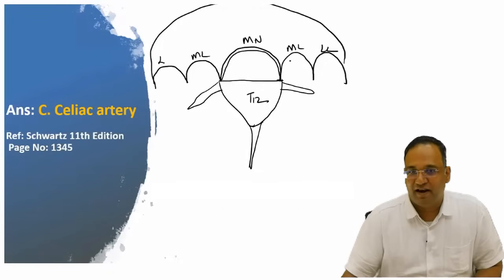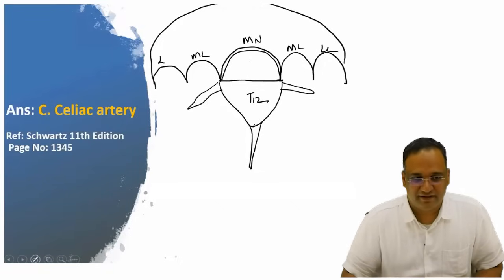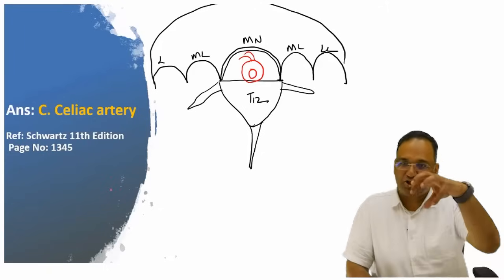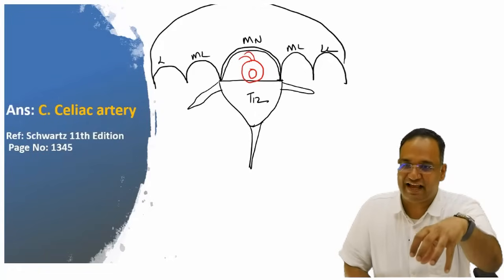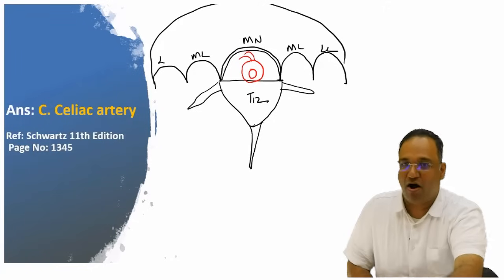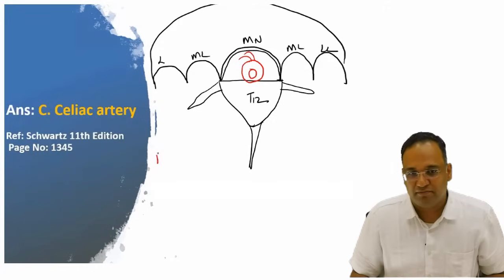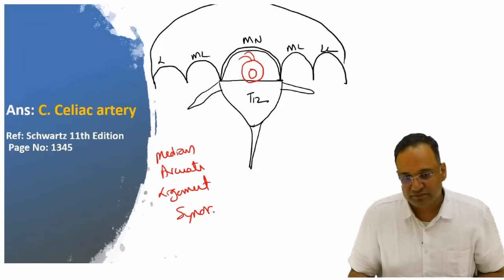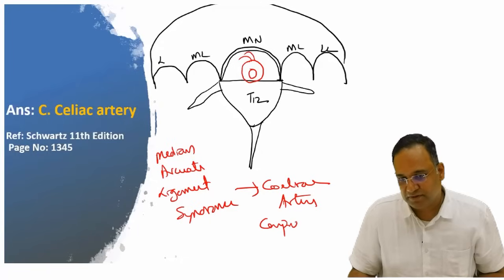Is it okay? Now you will see inside this the aorta and the origin of the celiac axis. So the compression of the median arcuate ligament on the celiac axis, on the aorta, at T12 is called median arcuate ligament syndrome, or otherwise called celiac artery compression syndrome.